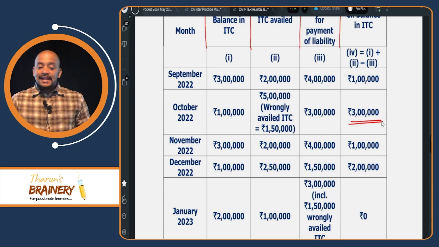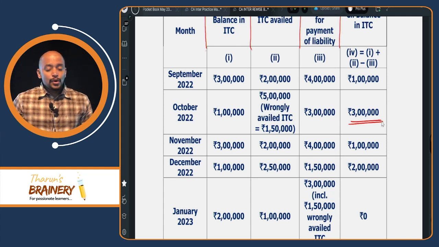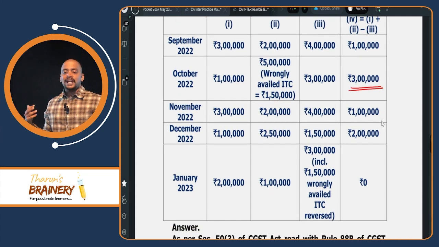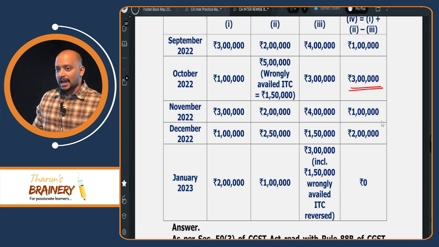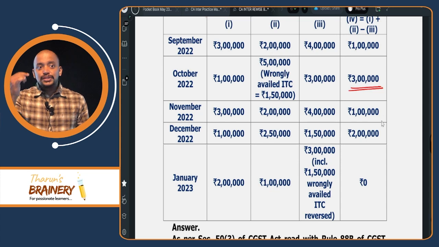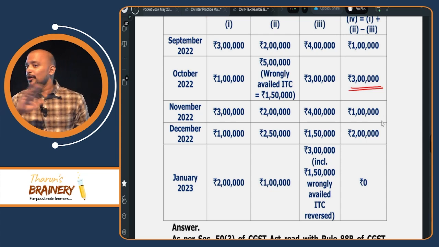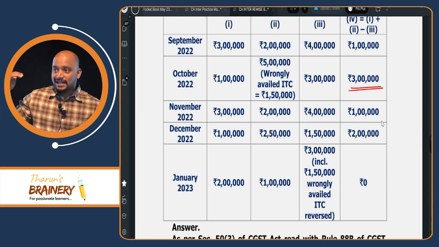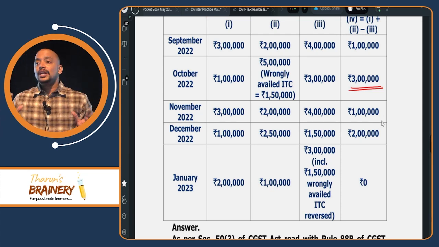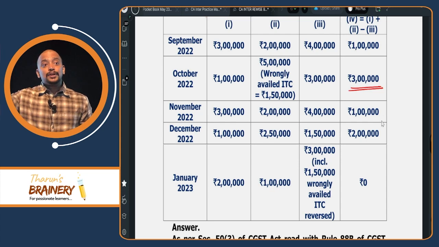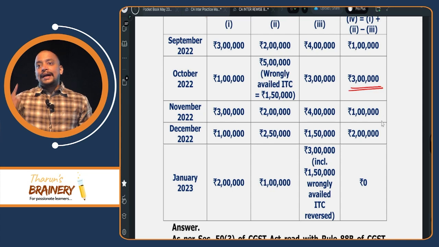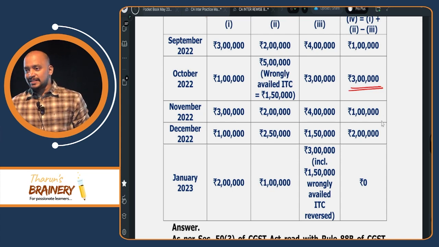Understood or not? Then again, December month: opening balance 1 lakh, availed 2 lakh 50, utilized 1 lakh 50. Now closing balance 2 lakhs. Whether the wrongly availed ITC, now 1 lakh, is utilized in the month of December? No, because the balance in ITC in December is more than 1 lakh, means we did not utilize. Now why are we talking about 1 lakh? Because already 50,000 is utilized in November. Understood? So now 1 lakh is not utilized in December.